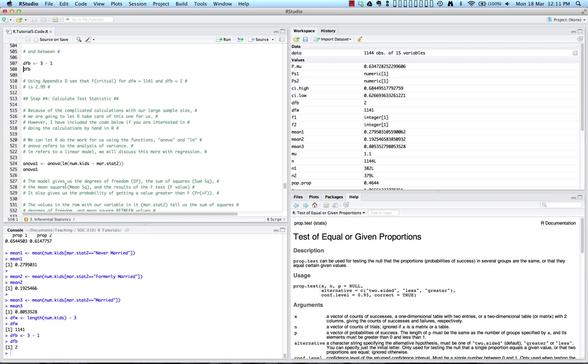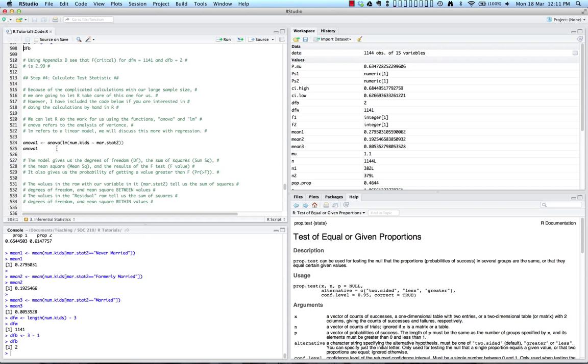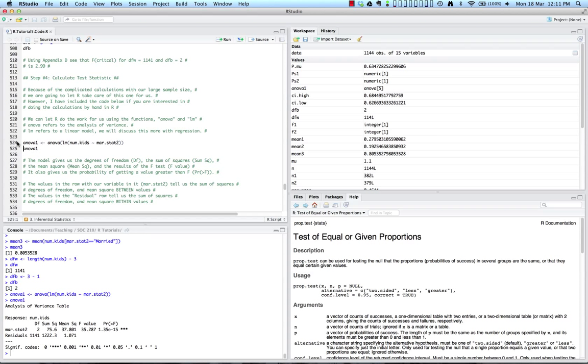Which is something we're going to discuss more later on with regression. So we set this up using anova, but inside of that we're also going to say lm. And here we're going to set up with our specific variables that we have. So we have our number.kids, which is our dependent variable y. That's always going to be on the left-hand side. And we also have mer.stat2, which is our independent variable on the right. So let's do this and see what we get for anova.